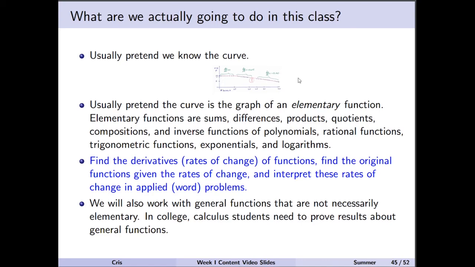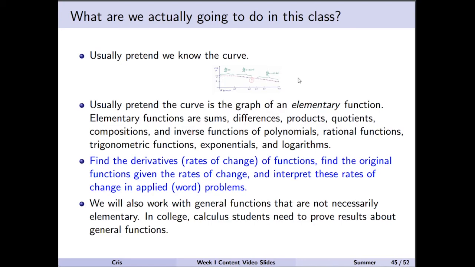We're not going to worry about interpolation too much. We're always going to pretend that we have some curve that we know. You might see some homework problems and you might wonder, how would somebody know that that's the right curve? We're really just going to pretend that we know what the curves are. And the second thing is we're usually going to pretend that the curve is the graph of some elementary function. What is an elementary function? Well, these are the functions you study in pre-calculus. Elementary functions are combinations, differences, products. You can take compositions, you can plug one elementary function into another. You can find an inverse function of an elementary function. You'll still get an elementary function.